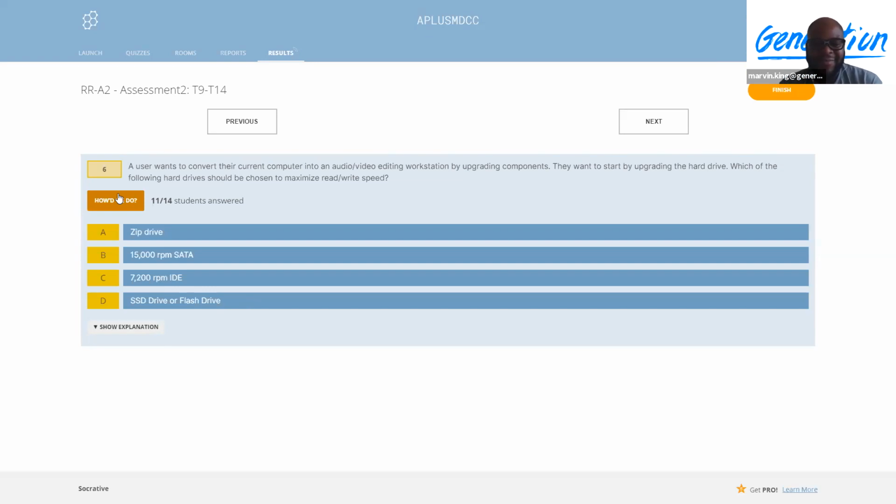Okay. So in the real test, instead of the correct answer being SSD drive or flash drive like on the Socrative, we get the correct answer USB flash. Okay.